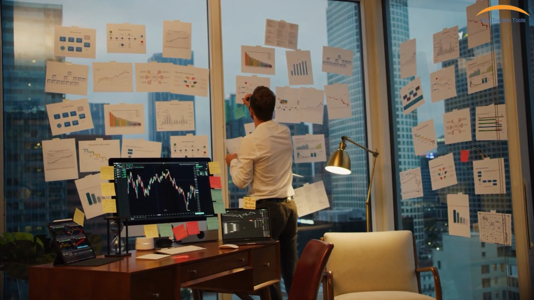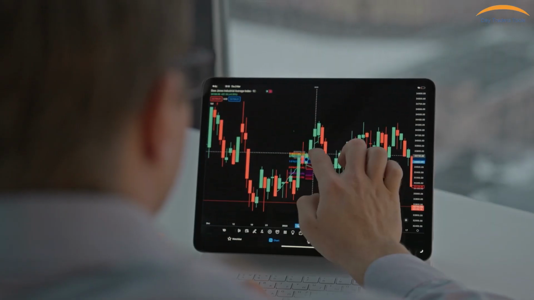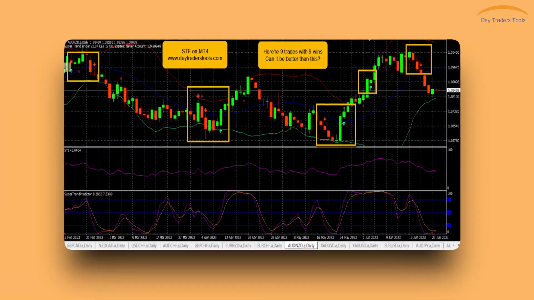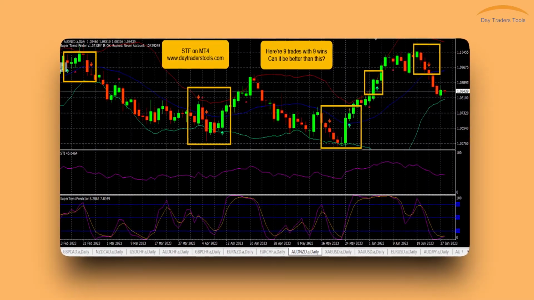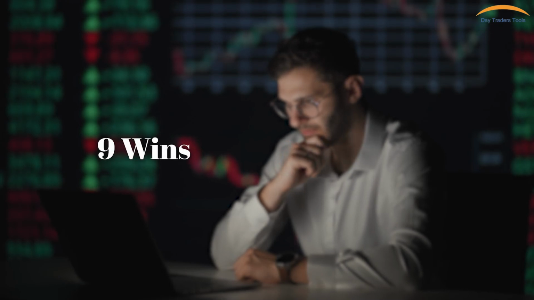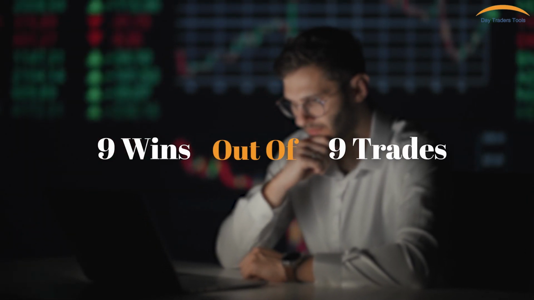If you've been trading for a while with the right strategy, you might find that the continuation trades are actually much easier to identify. Okay, now how about this example? There are winners after winners. That's to show you that we don't cherry pick. You'll find 9 wins out of 9 trades. Can it be better than this?